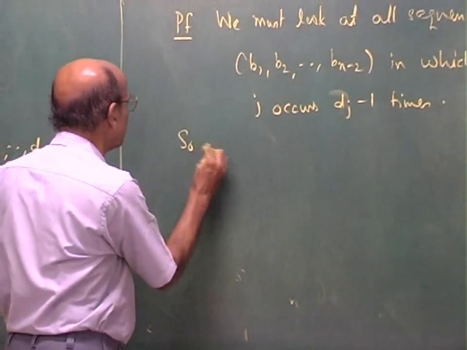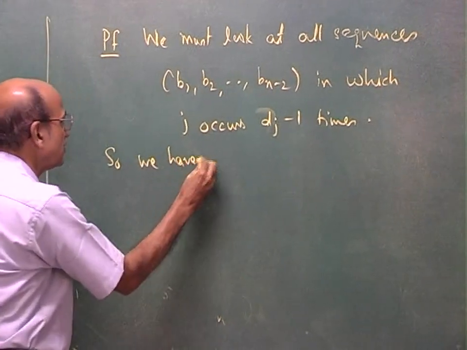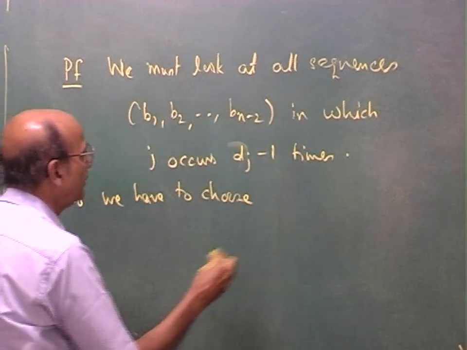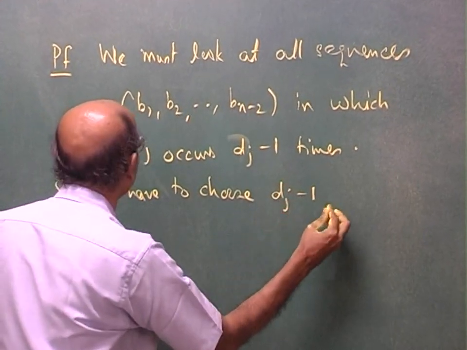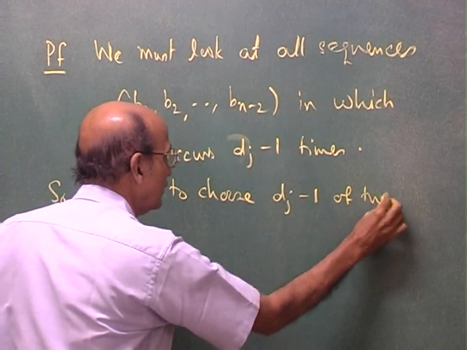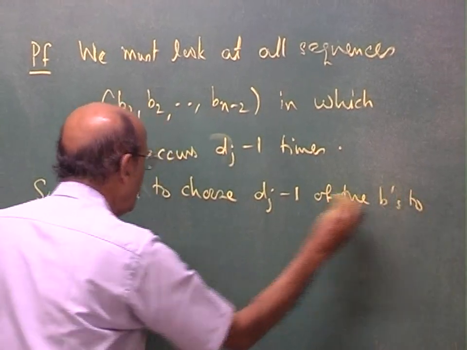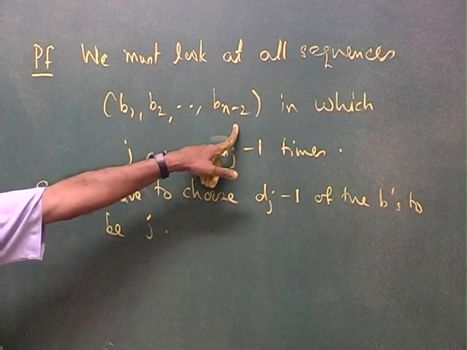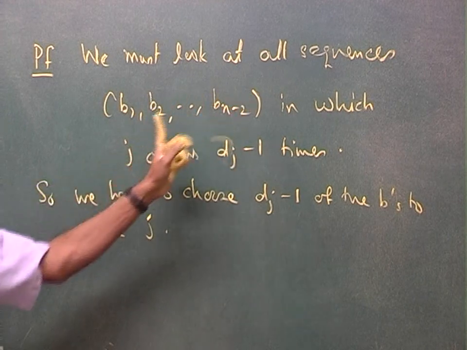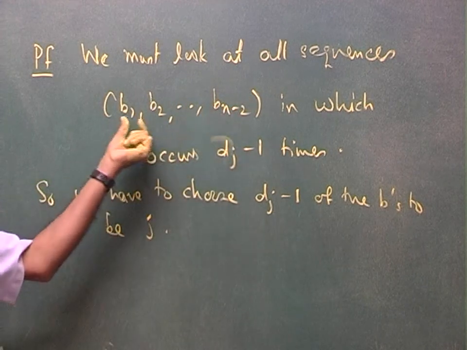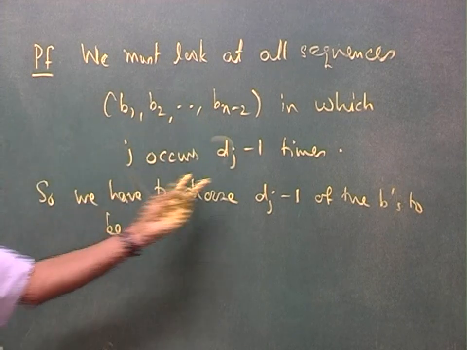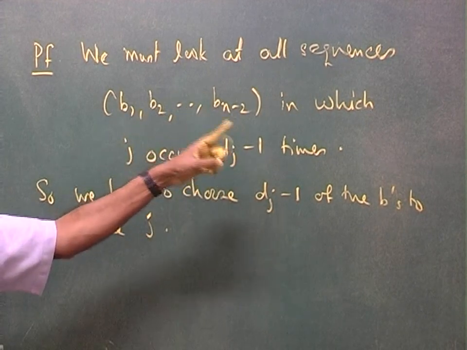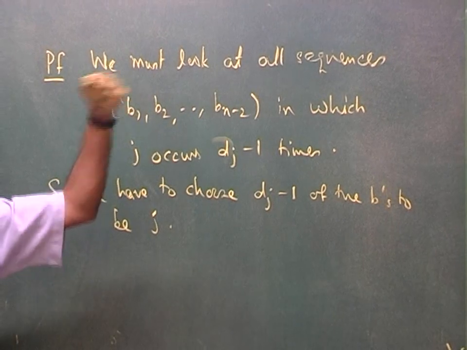So we have to choose dj minus 1 of the b's to be j. You see, it's like this. There are n minus 2 slots available with me. Some of them I want to write j there. How many places would I be writing j? That is exactly dj minus 1 times. How many places would I be writing 1? d1 minus 1 times. How many places would I be writing 2? d2 minus 1 times, etc.